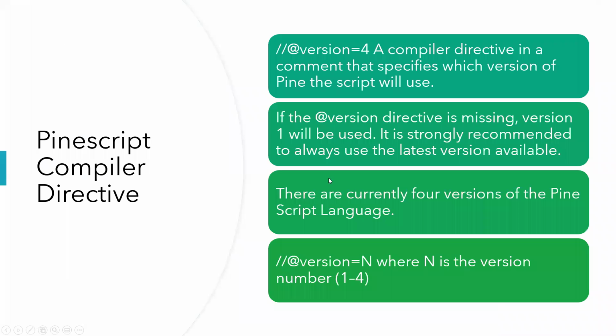Now, what we learned here, we learned about the Pine Script compiler directive. We learned that the hash version equal to 4, that is, //@version=4, is a compiler directive. It's comment-specific, and it's mandatory here. If that is missing, then version 1 will be used. So it is strongly recommended to always use the latest version available.